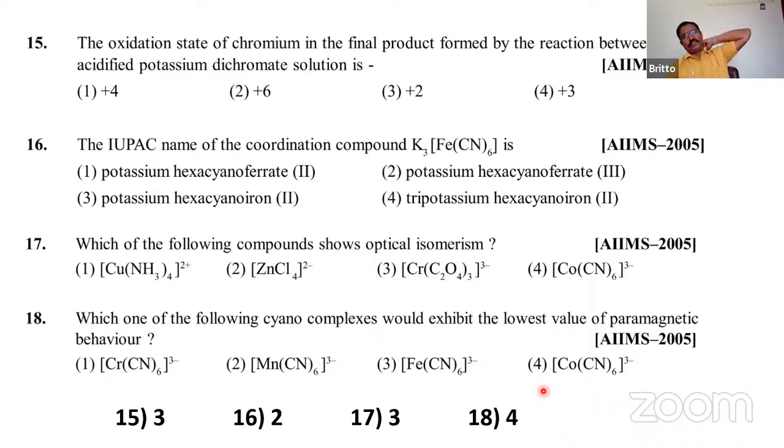Which one exhibits the lowest value of paramagnetic behavior? Okay, I'll just find out that one. Okay, lowest paramagnetic value. I'll let you know.